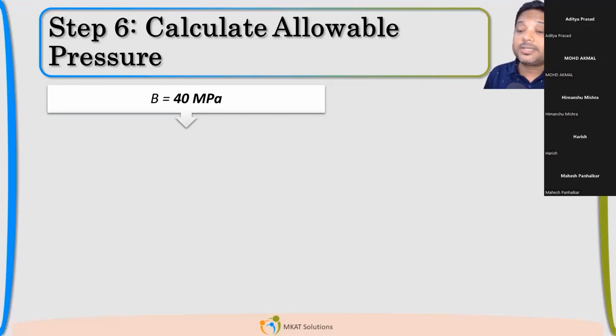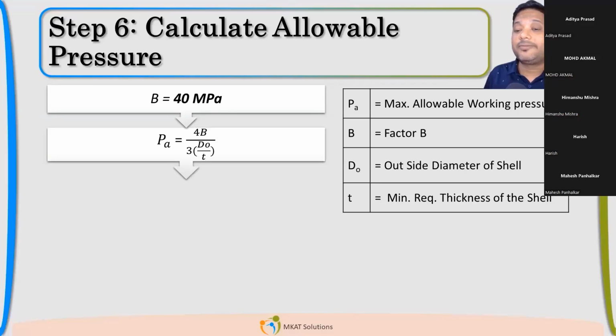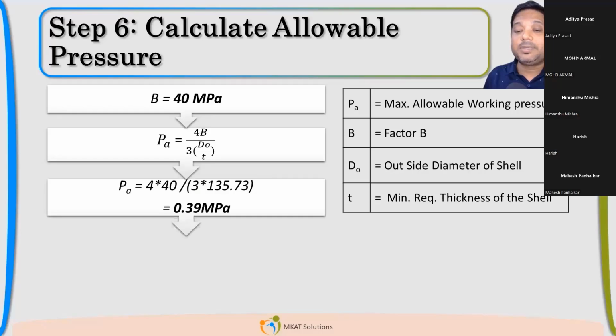Based on this factor B, the code gives a formula by which I can calculate the allowable external pressure, the PA value. Apart from B, there is D naught by T, which we have already calculated. So if I substitute the values of B and D naught by T, I can easily find my PA. I got 0.039 MPa.